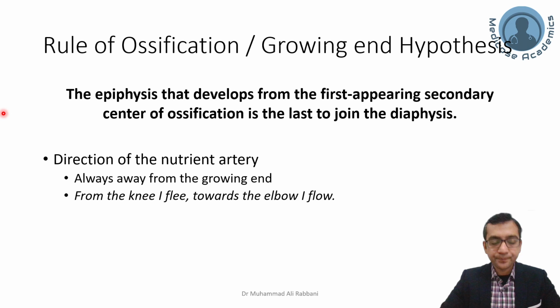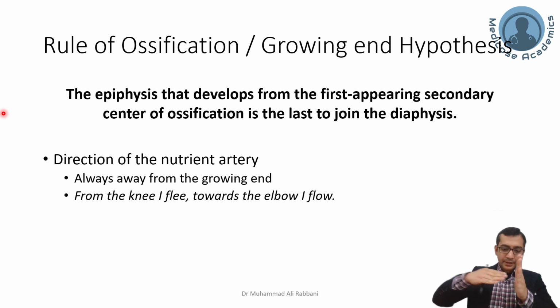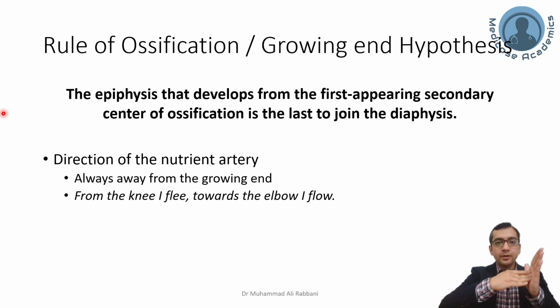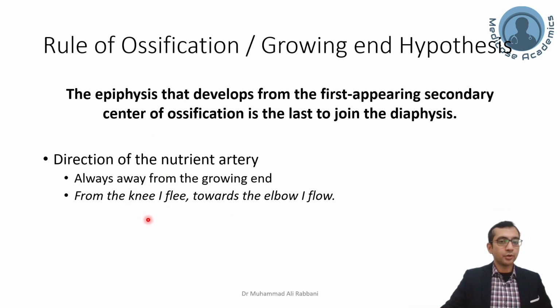Okay, nutrient artery. The nutrient artery is the main artery of the shaft of the bone, and I will go into the detail in the next slides. This artery does not go directly at a right angle to the long axis of the shaft. It is usually at an angle, and that angle can be remembered by this mnemonic.